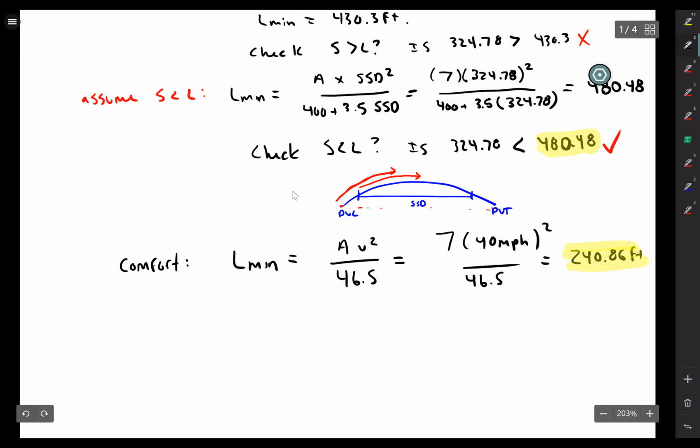And then we need to check the minimum length for the appearance criteria. So L min is just going to be 100 times A, so 100 times 7, which gives us 700 feet.